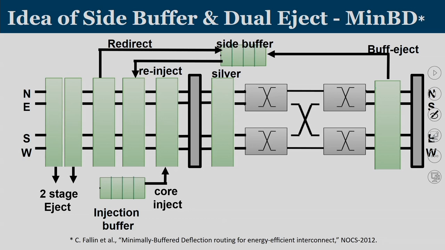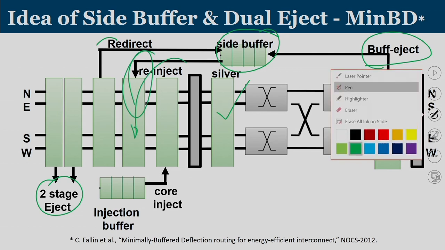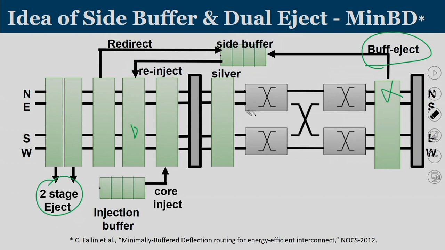So, this is the whole idea of the minimally buffered deflection router. We can see that it has two stages of eject, it has a silver flit module, and it has a side buffer. To take flits into the side buffer, we have one unit called a buffer eject unit, and we have one unit which takes care of the redirection of flits into the router pipeline. So, this is how the entire MinBD router is going to work.